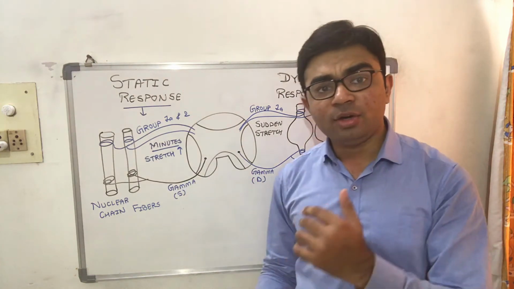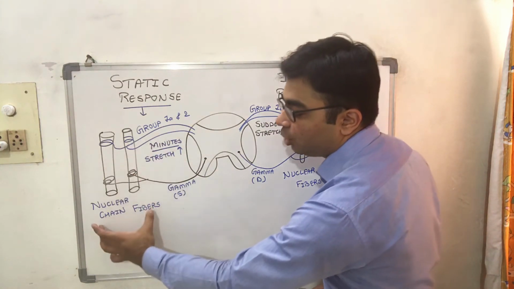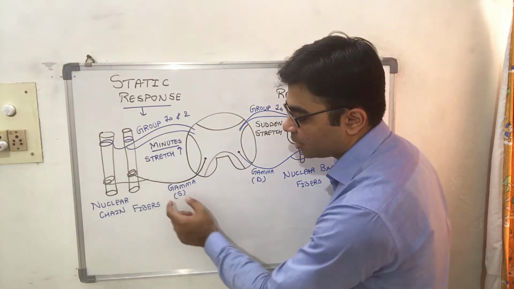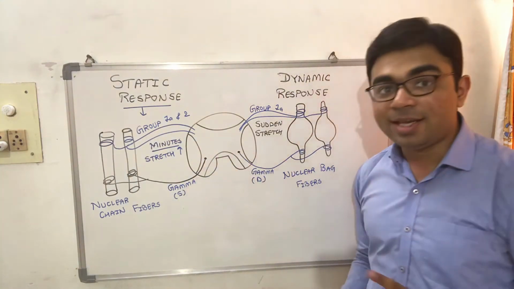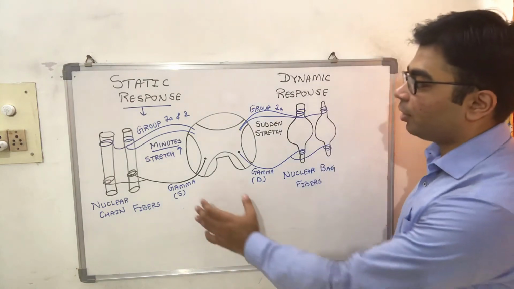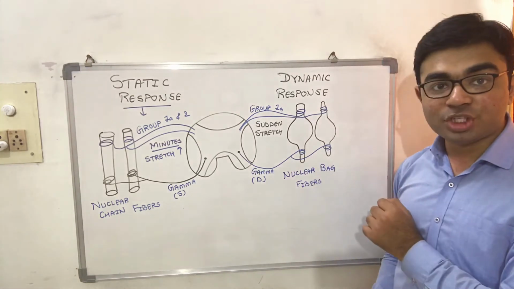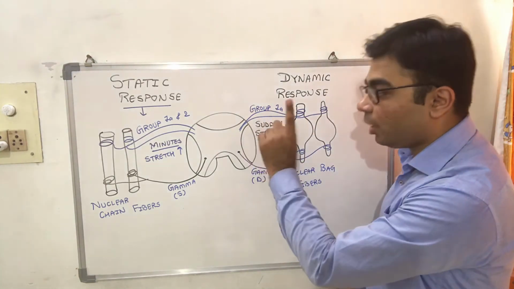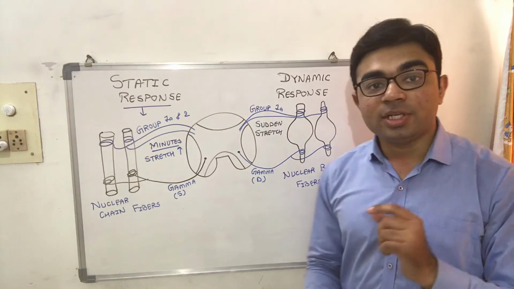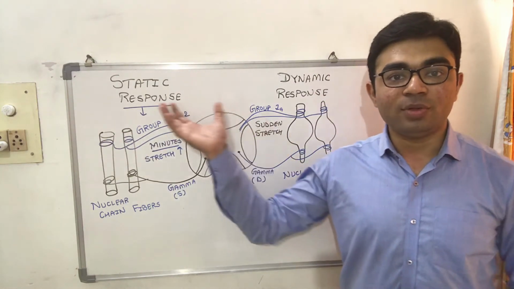then the group 1A and 2 fibers, which are the sensory fibers from the nuclear chain fiber, carry impulses to the spinal cord, and the gamma S fibers, S meaning static, are responsible for generating a static response in the muscle. For the dynamic response, nuclear bag fibers are responsible, and the sensory fibers from group 1A only carry the impulses to the spinal cord, and the gamma D, D meaning dynamic, is responsible for a dynamic response in the muscle fiber. So that was the difference between the static and the dynamic.